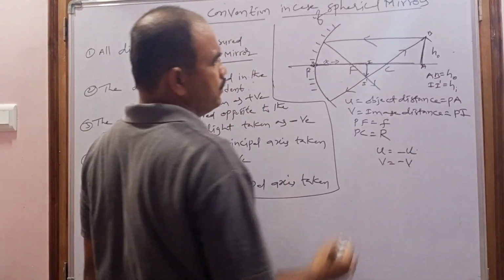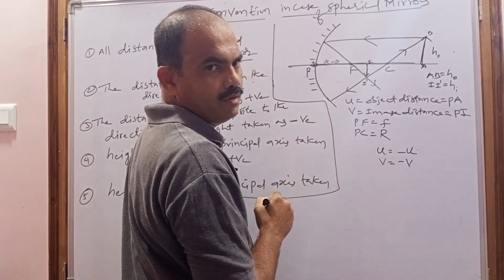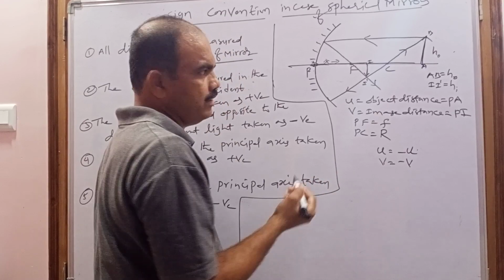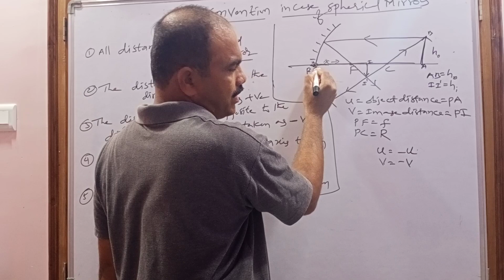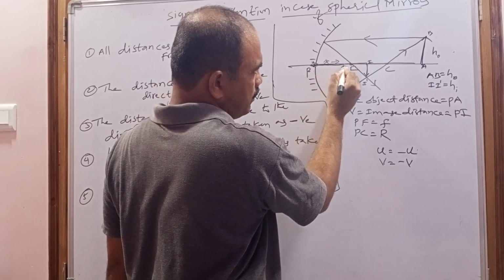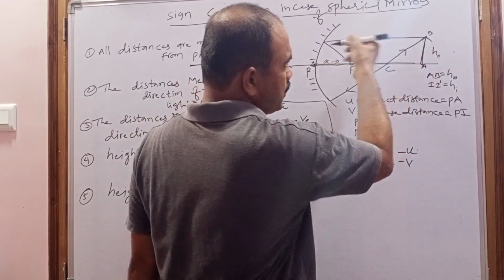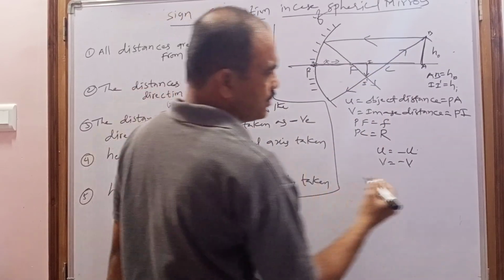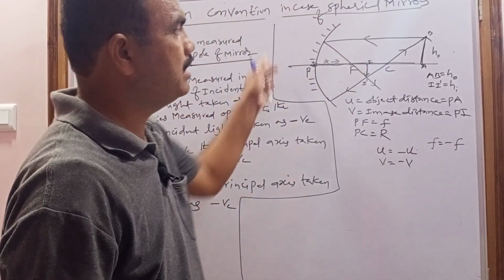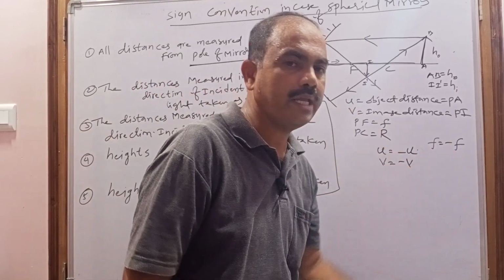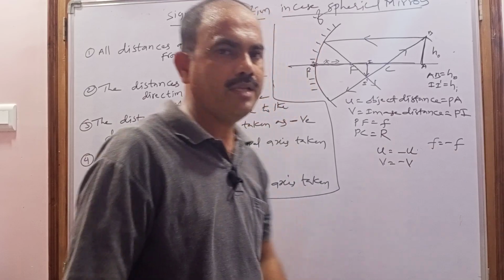And next, come to the focal length. This is the focus, this is the pole. What is the distance between the pole and focus? Focal length. But where do you measure from? The pole. To measure the focal length, you start from the pole and move up to the focus. But in which direction are you moving? Again opposite to the direction of the incident ray. So the focal length is minus. That's why the focal length of the concave mirror is always negative. Remember, this is a concave mirror.